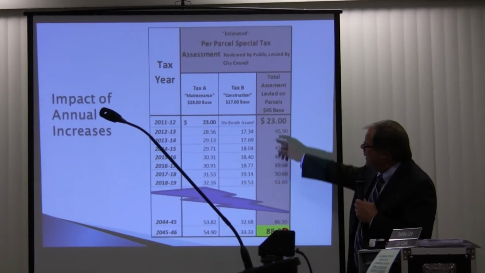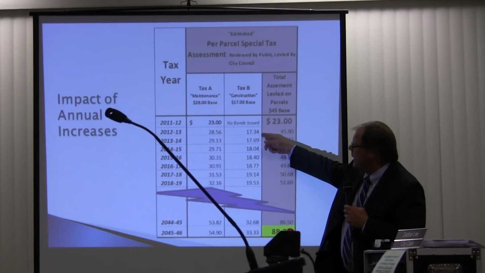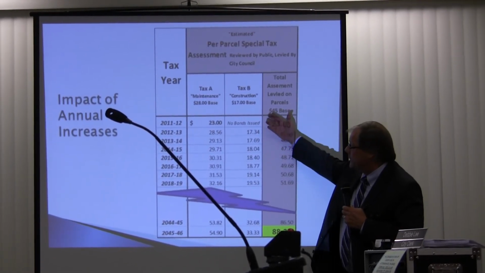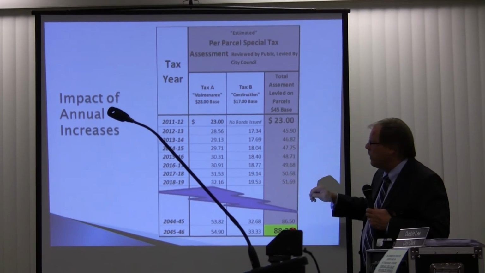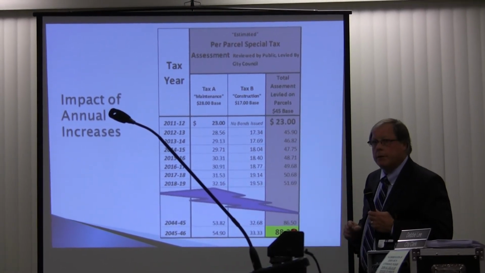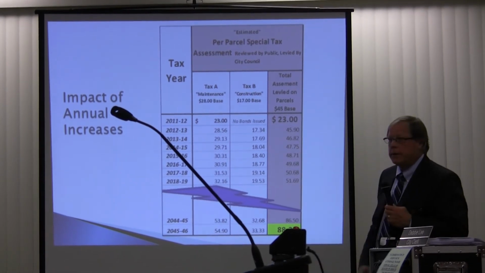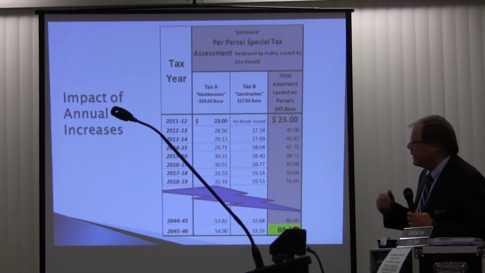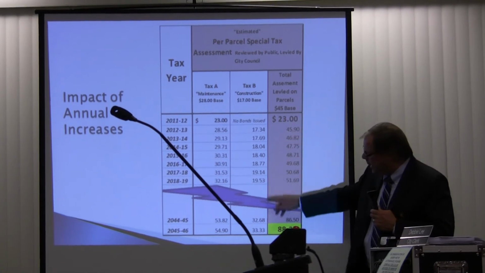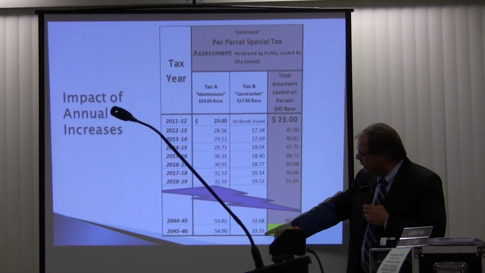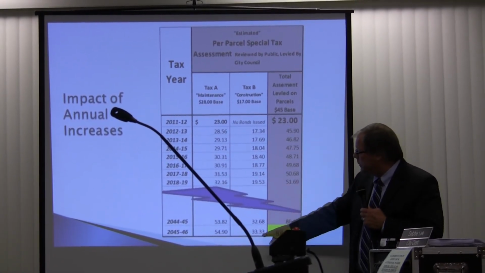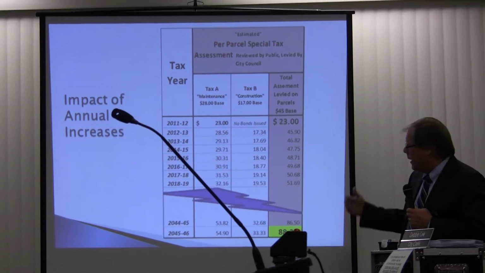If we went ahead and issued bonds, say in the second year of this program, and $17 was the base, and it increased at 2% per year, the second year it would be at $17.34. That would be the increase. And through the life of the program, by the year 2045, that $17 would grow to be $33.33.